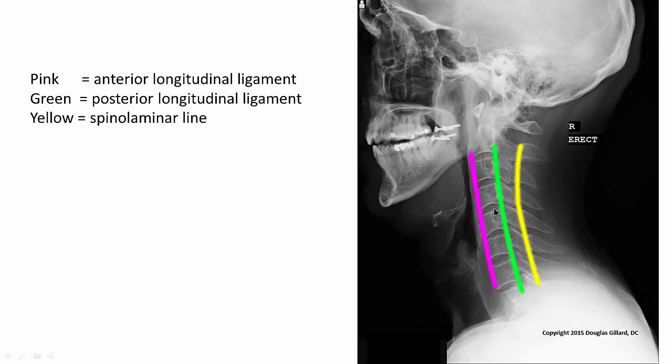Now, these are important. These are lines of stability. So especially car accident patients, anybody who's been punched in the face, any type of trauma has to be assessed. And the way you do it is you look at these. There's 3 lines. Pink line would represent the anterior longitudinal ligament. Hopefully you're learning that in class and you can see those. This is the posterior longitudinal ligament. And this is that spinal laminar line, which is important.